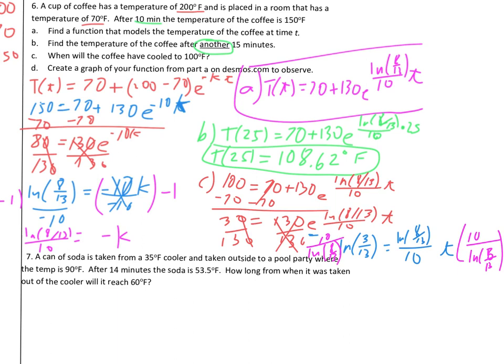So I'll just type that into the calculator. 10 divided by ln of 8 over 13 times ln of 3 over 13, and that'll give me my t value. So I'm going to type in all of this right here. Once again, 10 divided by ln of 8 over 13 times ln of 3 over 13. All right, so when I do that, I get that t equals 30.2 minutes, from when I initially took it out of the coffee maker.